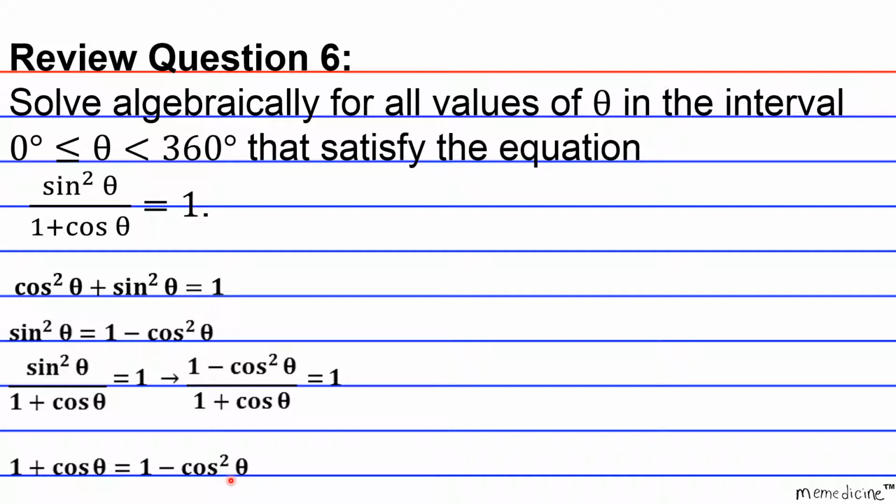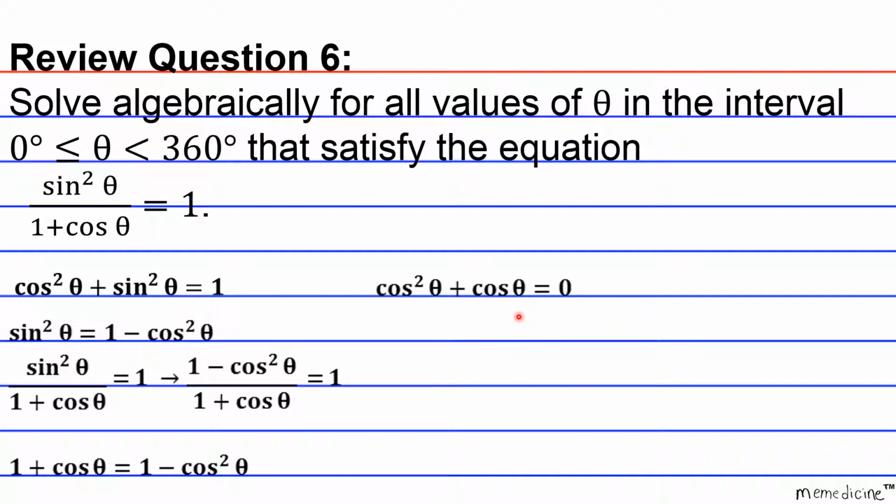Now let's combine some terms and do some rearrangement to put this into what will be a polynomial, because you have different expressions with different powers: the second power, first power, zero power. When we subtract 1 from the left-hand side to the right-hand side, we get 0. The ones cancel. Then when we subtract the cosine squared theta from the right-hand side and bring it over to the left-hand side, we get cosine squared theta plus the cosine of theta is equivalent to 0.